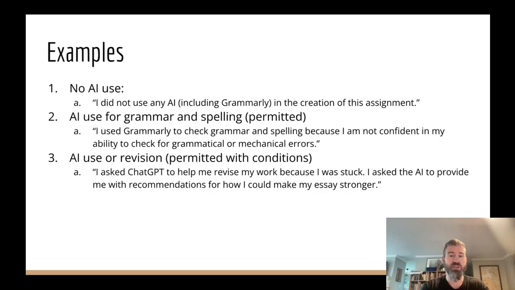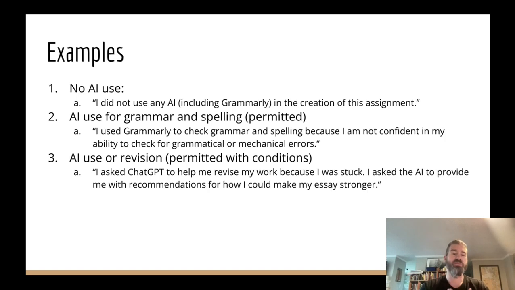I use Grammarly to check grammar and spelling because I'm not confident in my ability to check for grammatical and mechanical errors. That is totally fine. You would still need to put that at the end of your paper. Now, if you're using AI for revision, that's permitted with conditions.